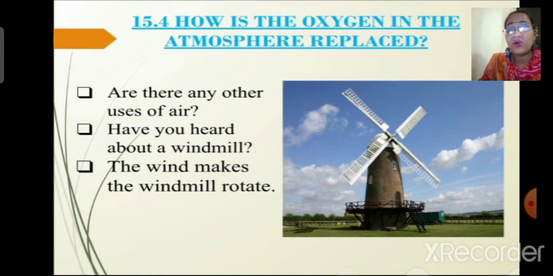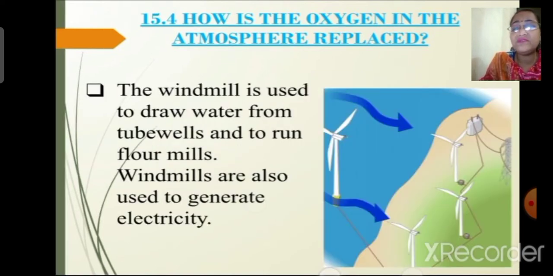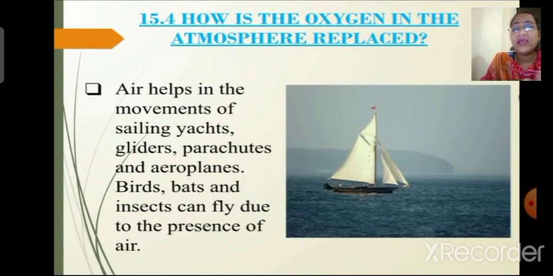The other uses of air or wind are that it helps in the sailing of yachts, which sail along with the direction of the wind. Gliders, parachutes, and aeroplanes also work with the help of the movement of air. Terrestrial animals like birds and some insects can fly due to the presence of air. The reproduction in plants happens mainly due to the movement of air or wind, which is helpful in the dispersal of pollen grains and seeds.